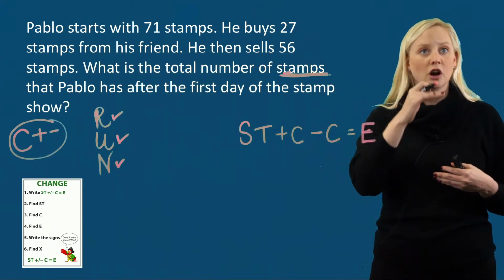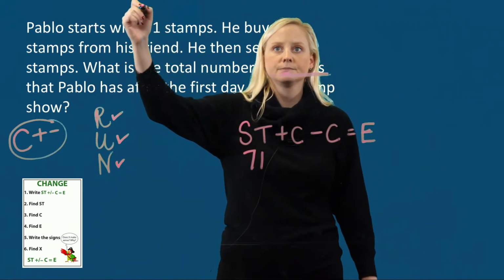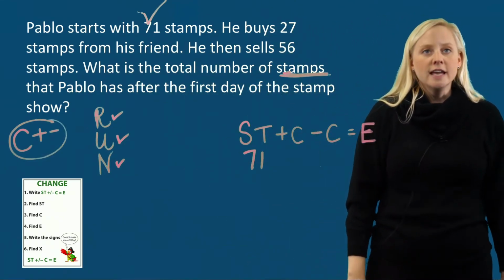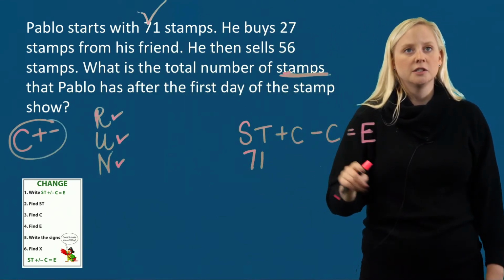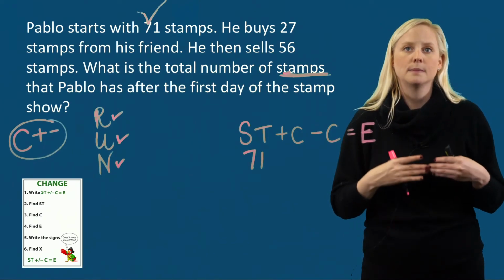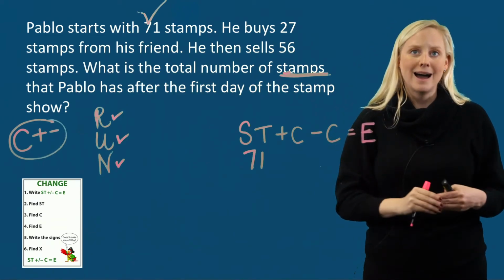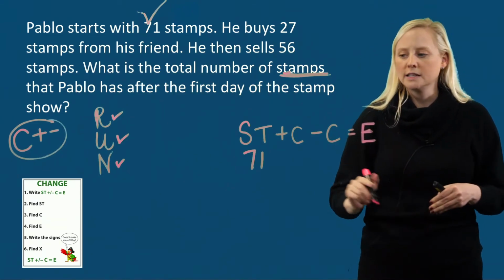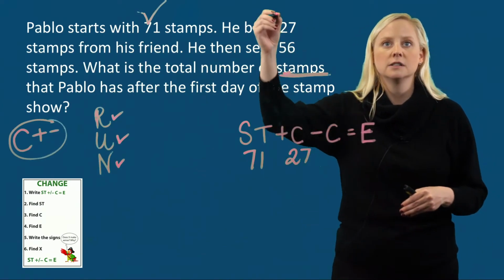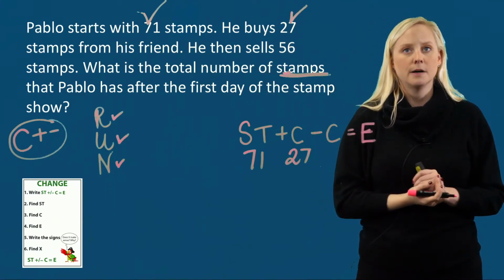Pablo, it says, starts with 71 stamps. So I'm going to put 71 under the start amount. I'm going to check off my number. Then we have to identify the 2 changes. It's really important for students to identify these in order so that we solve our problem correctly. We first have a change increase when Pablo buys stamps. He buys 27 stamps. That is the first change. So I'm going to put 27 under the first C. And I'm going to check off 27 to let me know I've already used that number.